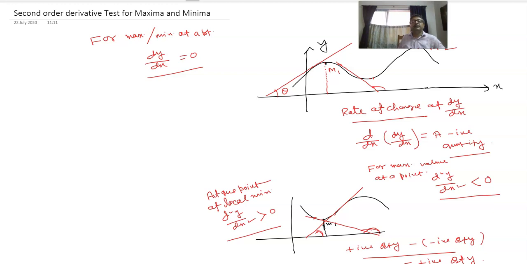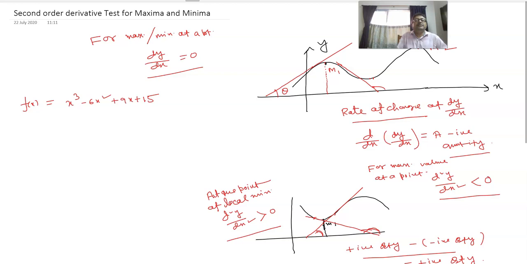Let us investigate this with a problem. Just find the local maxima or minima for the function f(x) equal to, suppose I am taking by second order derivative test only, x cube minus 6x square plus 9x plus 15. Let us see what happened for this function. By first order we did, let us do it by second order now.